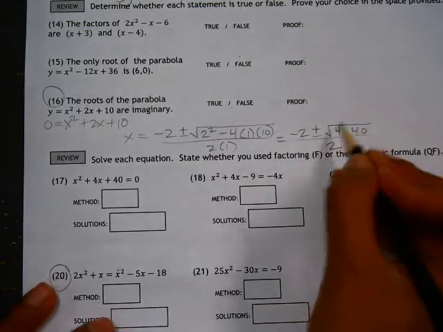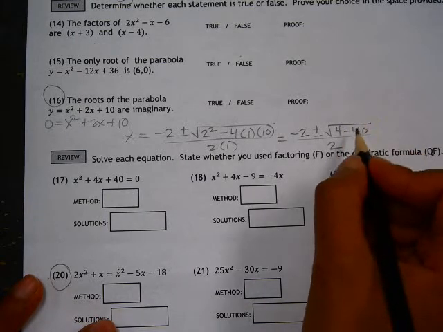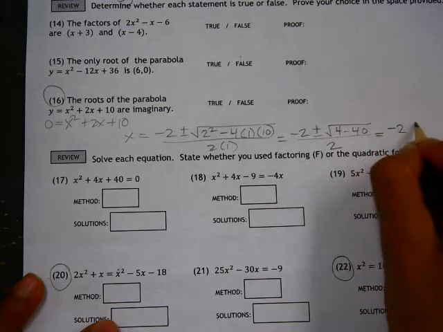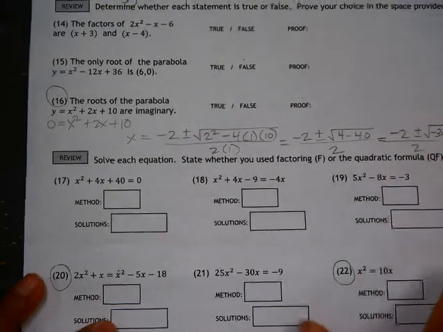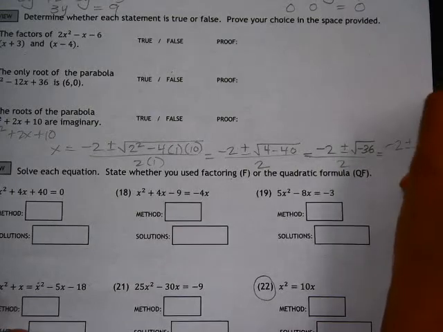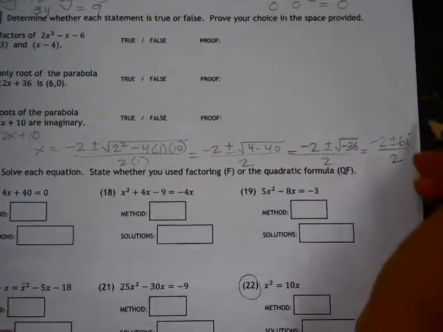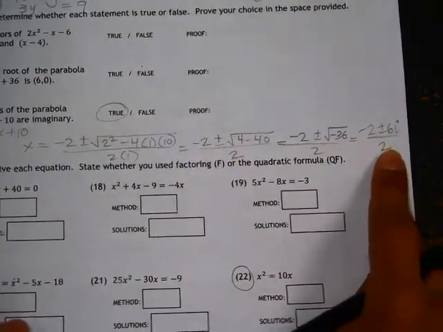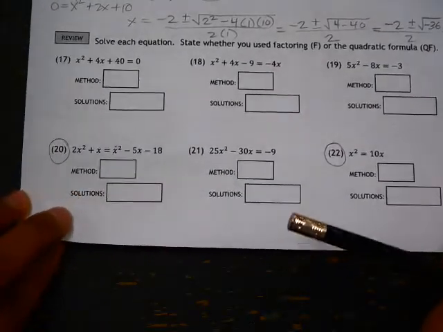As soon as you see that there is a negative under the square root, we know that we are going to get a complex number as our answer, meaning that if we take the square root of negative 36, we get 6i. So negative 2 plus or minus 6i divided by 2. That can be reduced, but we have enough to show that this is a true statement. These are imaginary answers. Number 20, we have an equation.